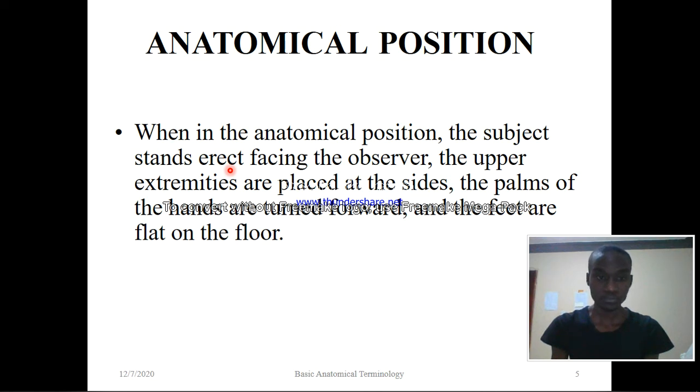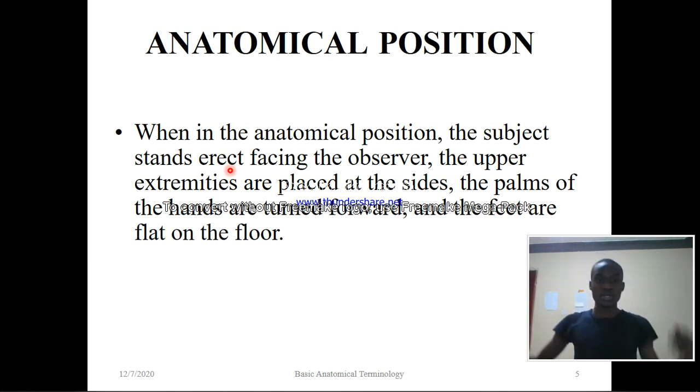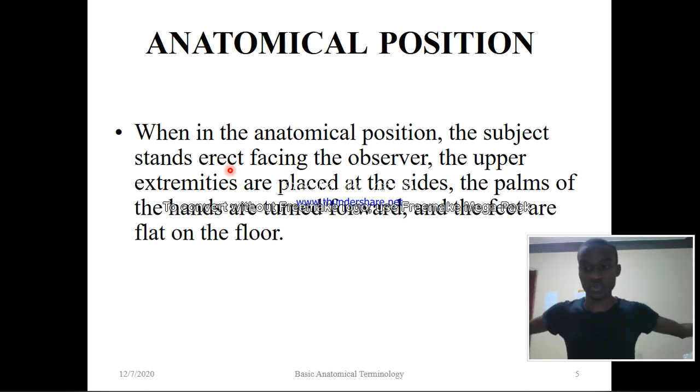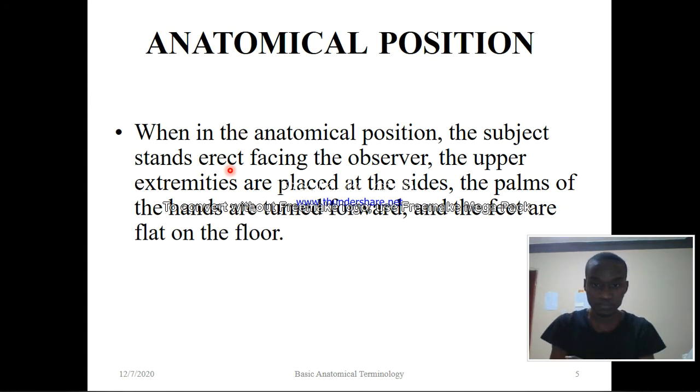and the upper extremities, which we call the limbs, someone will place them at the sides like this while standing straight. Then the upper extremities or arms are held like this, and the palms should be facing forward to the observer, looking forward like this, and then the feet should be flat on the floor. So that is the anatomical position.